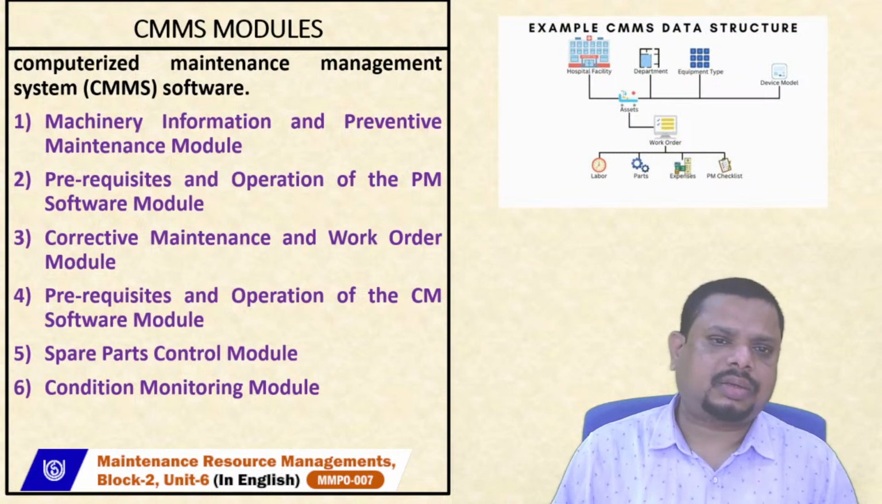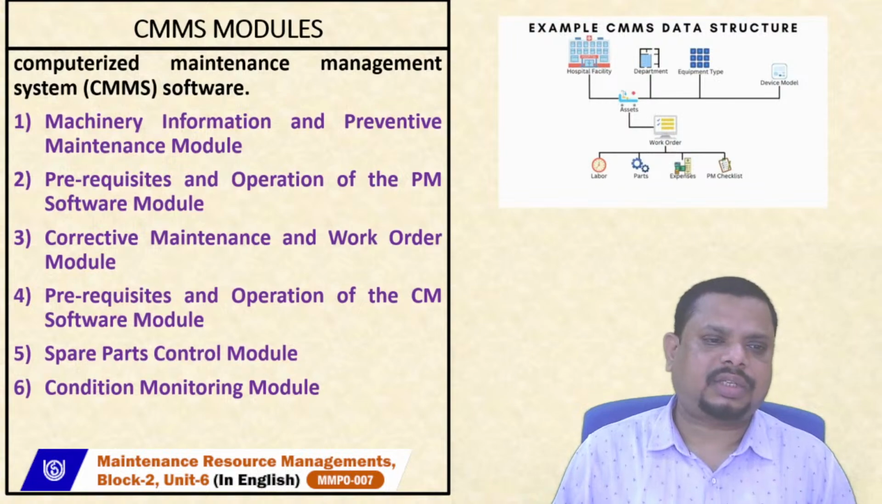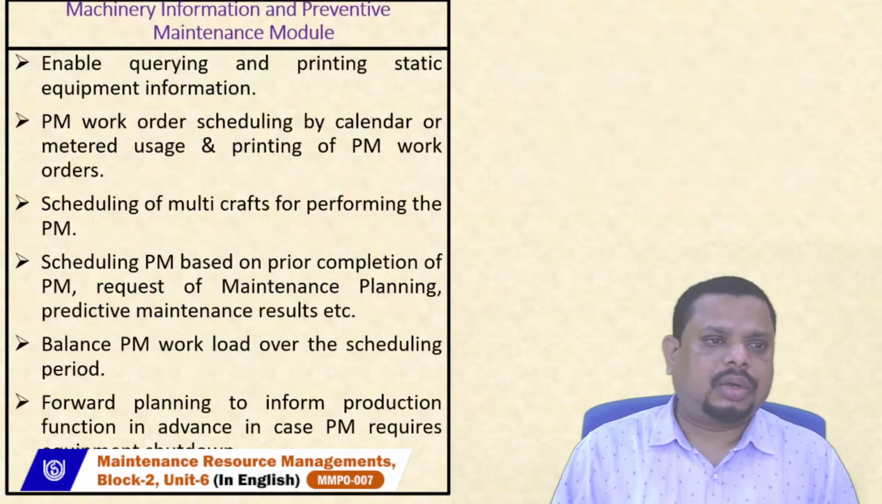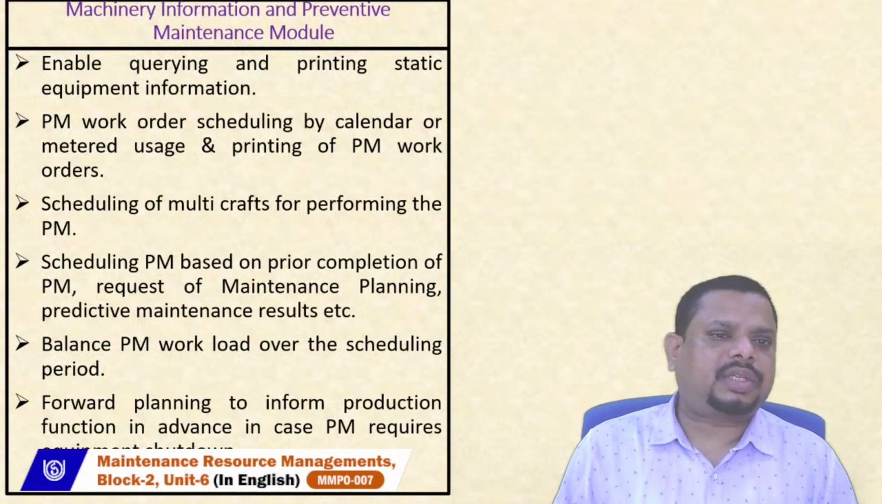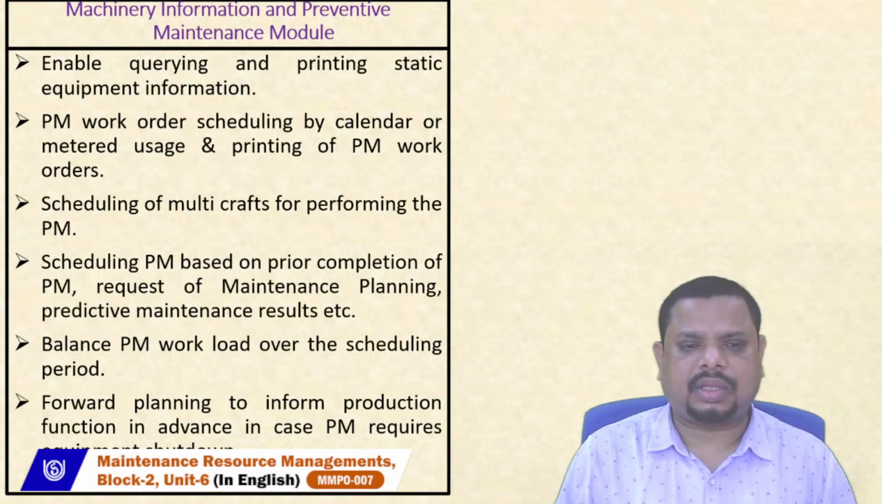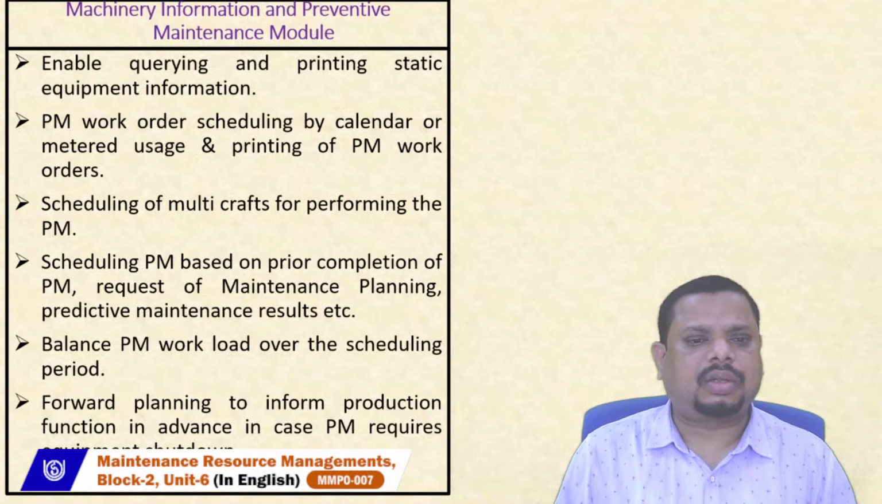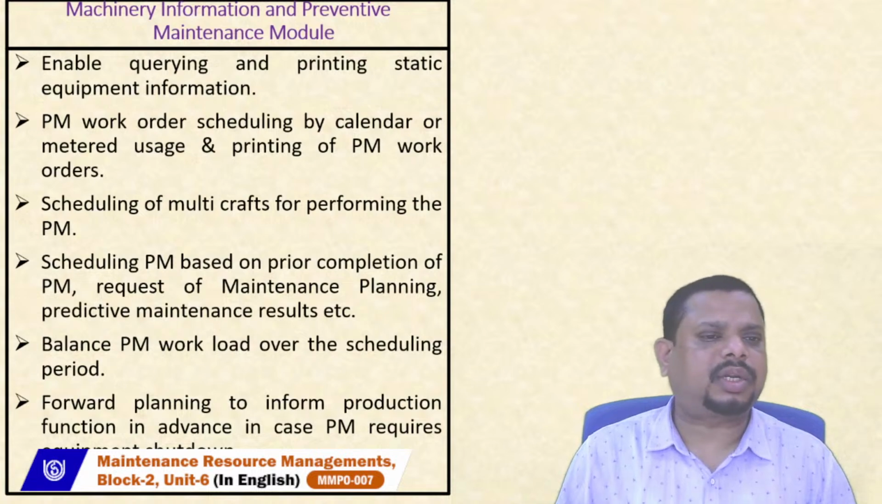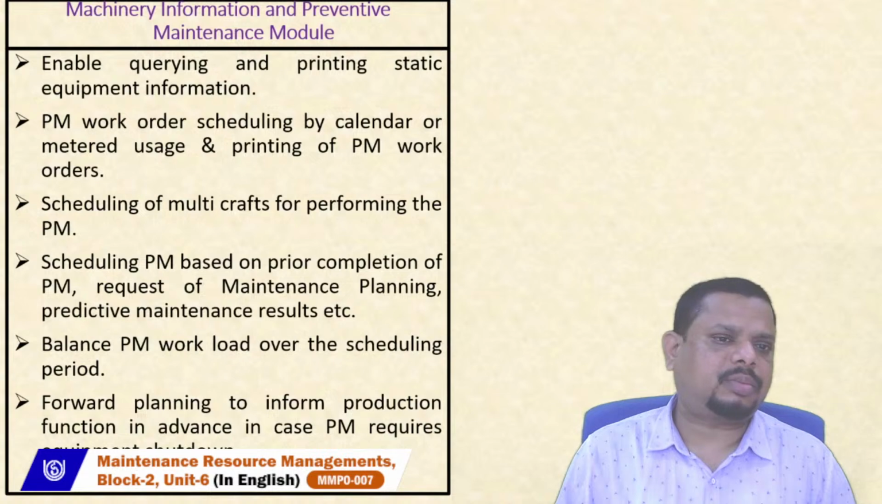So let's discuss the modules of CMMS. We have six modules. The first module is machinery information and preventive maintenance modules. Under these modules, you can enable queries and printing of static equipment information. Whatever equipment information there is regarding the dimensions, specification, the manufacturer's details, the vendor details, then the equipment's assembly details and sub-assembly details, is basically under this particular module.